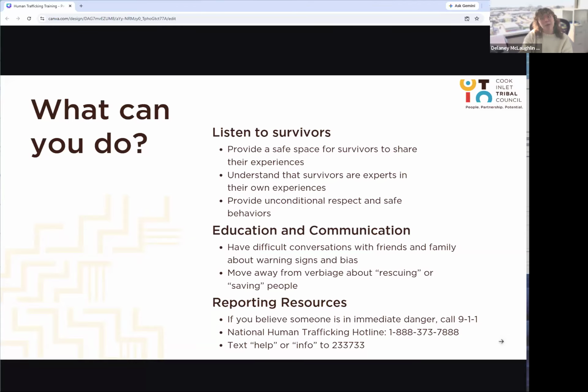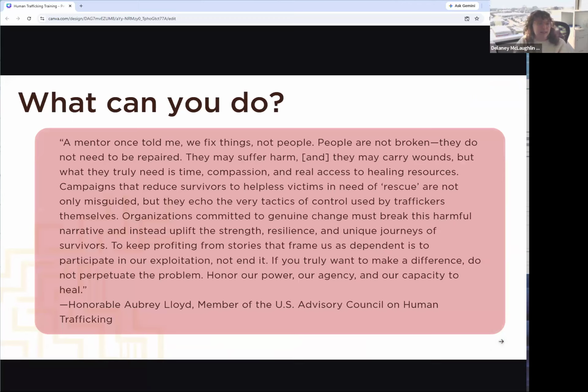I'm including another quote from the annual report that I pulled this morning that I really think highlights this resiliency piece. And it says, a mentor once told me, we fix things, not people. People are not broken. They do not need to be repaired. They may suffer harm and they may carry wounds, but what they truly need is time, compassion, and real access to healing resources.